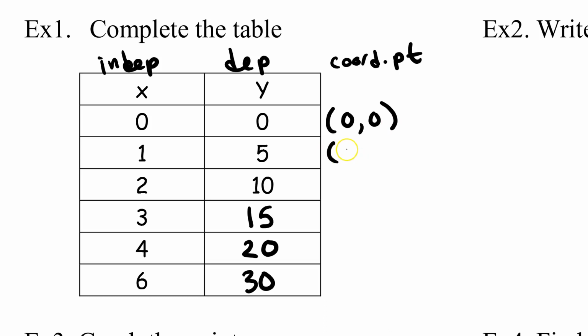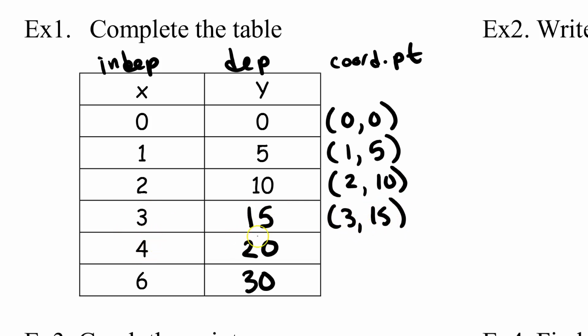This one I would write down as 1, 5. This one I would write down as 2, 10. This one I would write down as 3, 15. This one 4, 20. This one 6, 30.